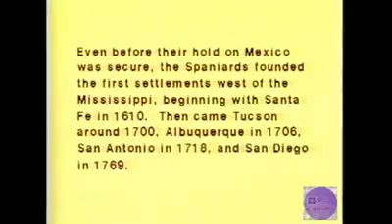Even before their hold on Mexico was secure, the Spaniards founded the first settlements west of the Mississippi, beginning with Santa Fe in 1610. Then came Tucson around 1700, Albuquerque in 1706, San Antonio in 1718, and San Diego in 1769. You can see how each settlement followed the other, like a pile of dominoes. Time sequencing helped you understand how Spanish colonization, the main idea of the paragraph, progressed. These are just a few examples in which a time sequence is important.